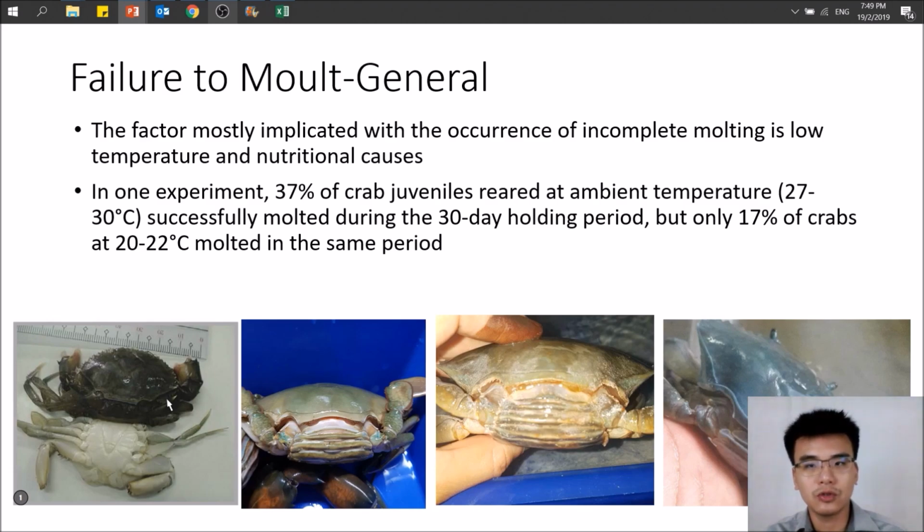In one experiment, it shows that if crabs are held between 27 to 30 degrees, they usually successfully molt. But if they are held at 20 to 22 degrees, only 17% of the crabs molted in the same period. This is the same as the lobster industry, where one way to induce molting is to increase the temperature at which the lobsters are held. However, in our case, we are always farming at about 27 to 30 degrees Celsius. So why are we still seeing failure to molt? It is essentially due to nutritional causes.